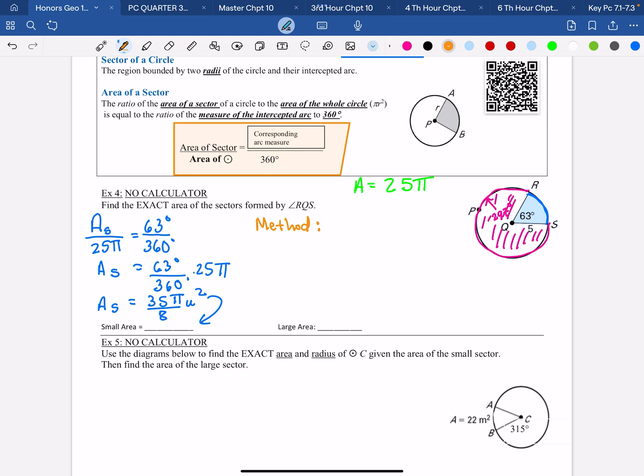I would say the recommended method would be method 1, which is to take the area of the whole circle and subtract the area of the small one. And again, it is always going to require that you find a common denominator when you put them together.